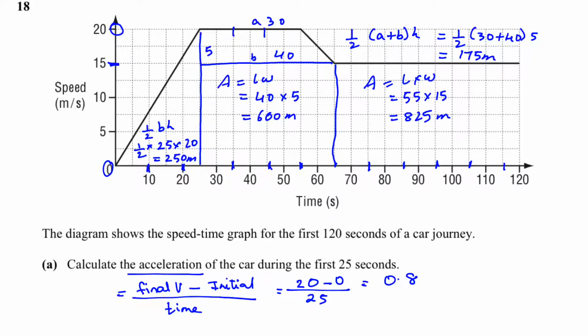Now we just have to add all of them together. So the first area is 825 meters, second 600, third 250, and fourth is 175. The total of all the areas is 1850. So 1850 meters is the distance.